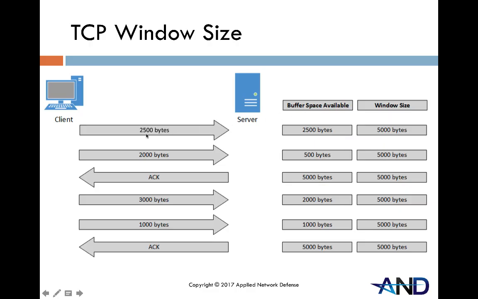In this case, we have a client who sent 2,500 bytes to the server. Now, if our window size was 5,000, we subtract 2,500 from it, and we're left with 2,500 bytes of available buffer space. Now, the client in this case might send another 2,000 bytes. So at that point, we subtract those 2,000 from the 2,500 bytes available, and we're left with 500 bytes of available buffer space. So the question becomes, how do we refresh this buffer space? How do we know that there's more space available?